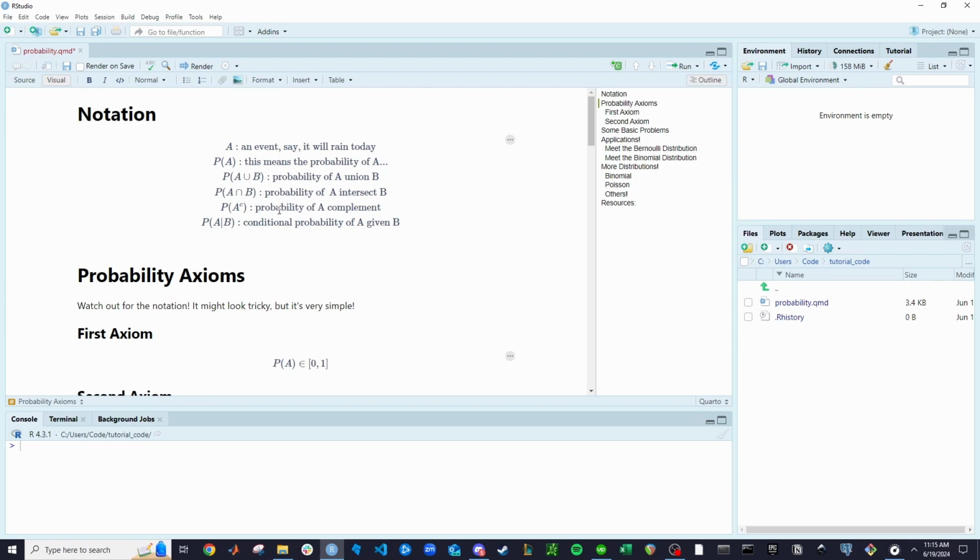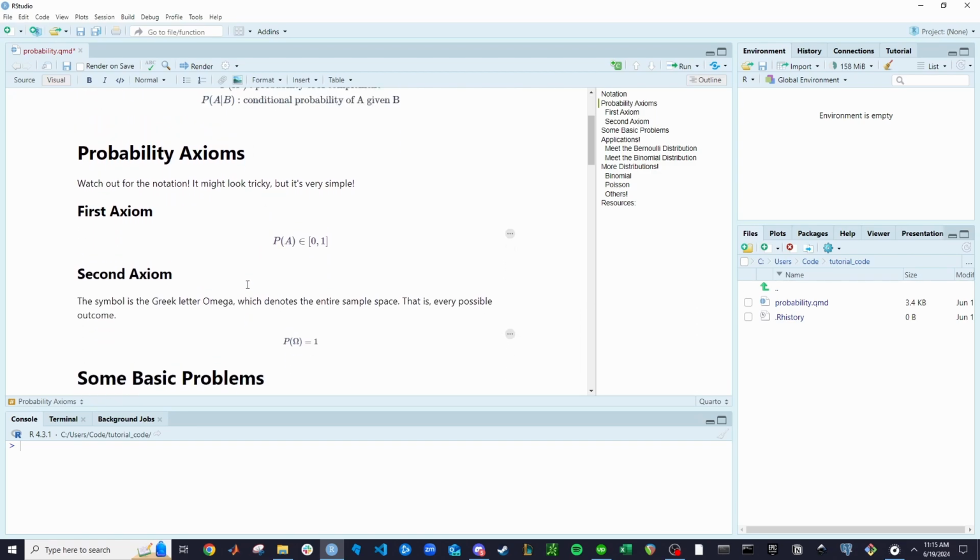And then the conditional probability, this little bar here, means, if it's hailing, what is the probability that it's raining? So it influences the first event. Not getting too much into these, just some basic notation to get us started.